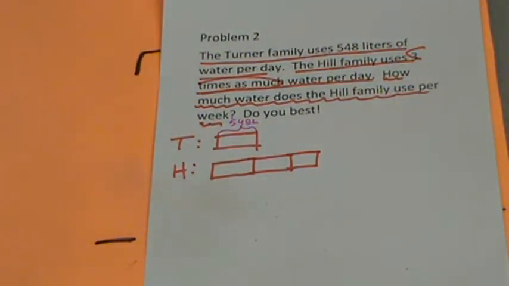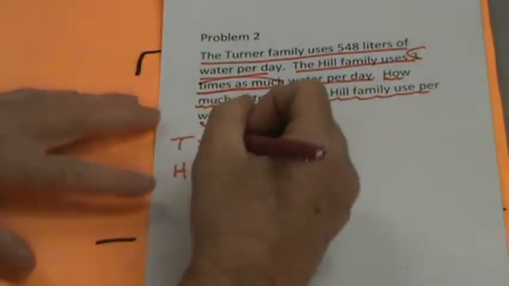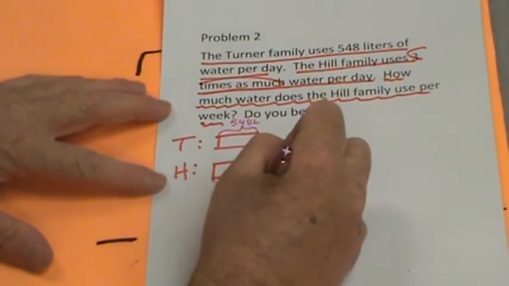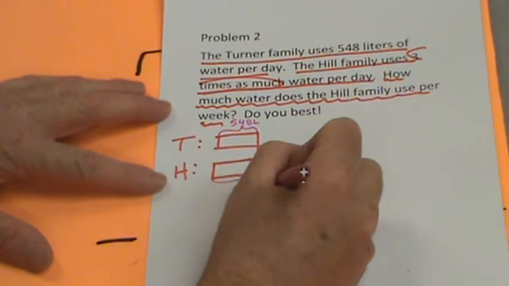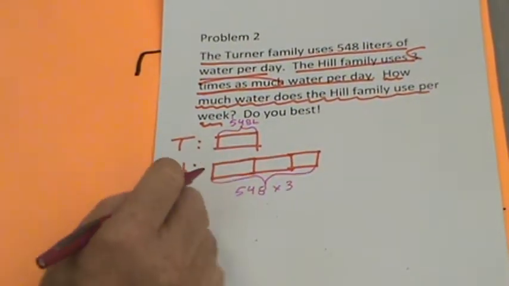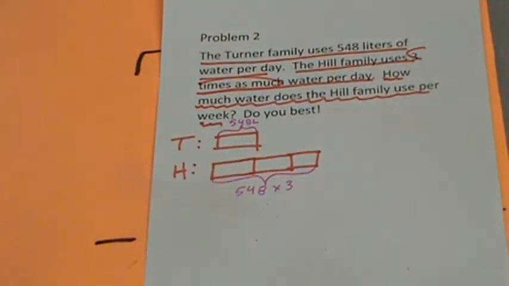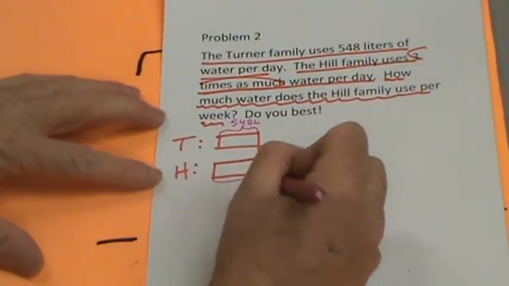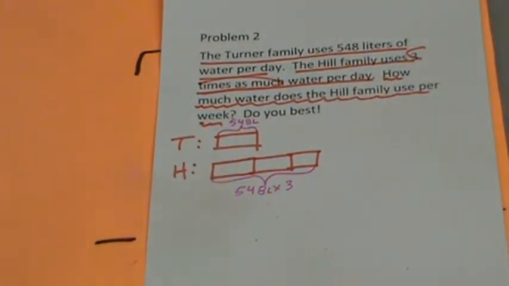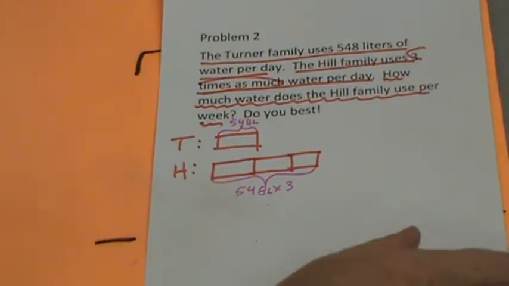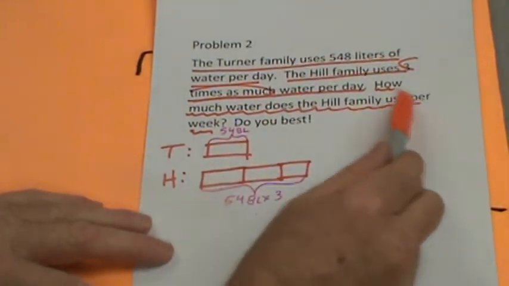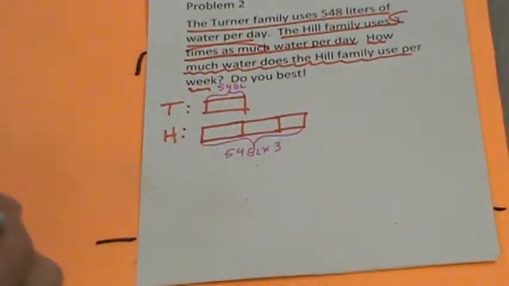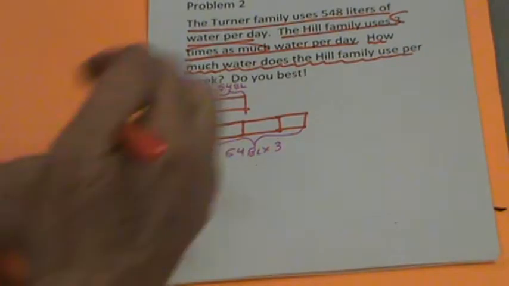So, each one of these stands for 548 liters. So this would be 548 times 3, right? 548, 548, 548 liters. All right, let's use the standard algorithm to figure out how much water the Hill family uses per day. We're not done yet because we need to find out how much water the Hill family uses per week. So let's find out the day first.